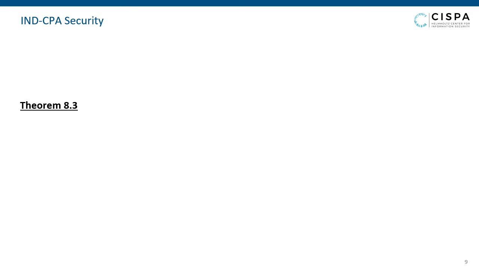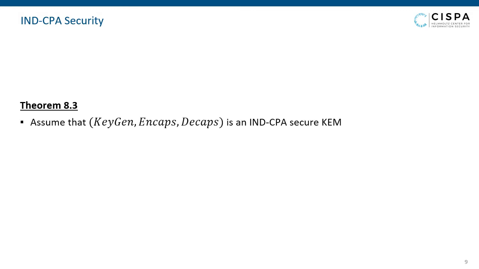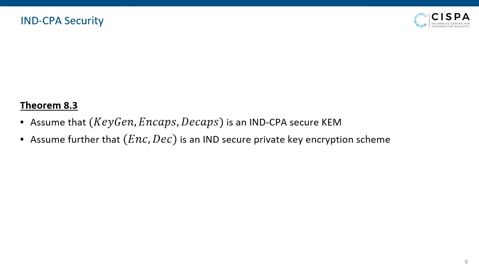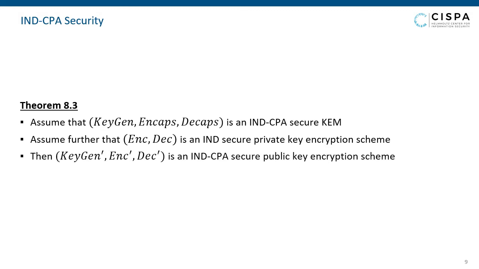And we have the following theorem. Assume that (KeyGen, Encaps, Decaps) is an IND-CPA secure key encapsulation mechanism, and further that (Enc, Dec) is an IND-secure private key encryption scheme. So we don't need IND-CPA security, we just need IND security, a ciphertext-only indistinguishability security. Then the public key encryption scheme (KeyGen', Enc', Dec') is an IND-CPA secure public key encryption scheme. So let's go into the proof of this.